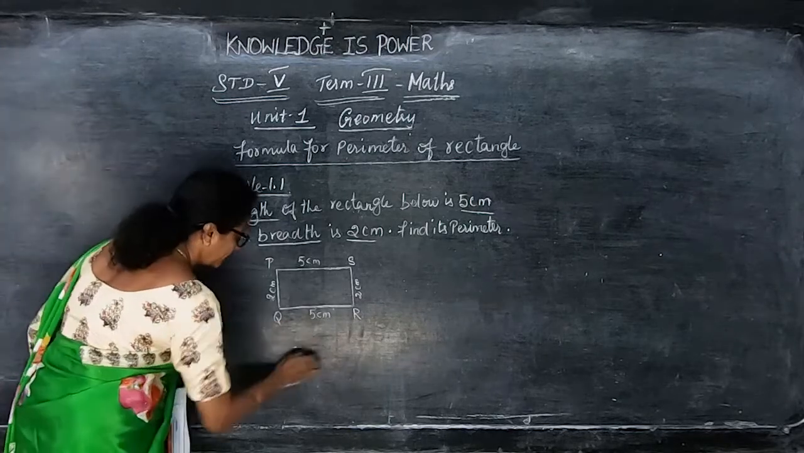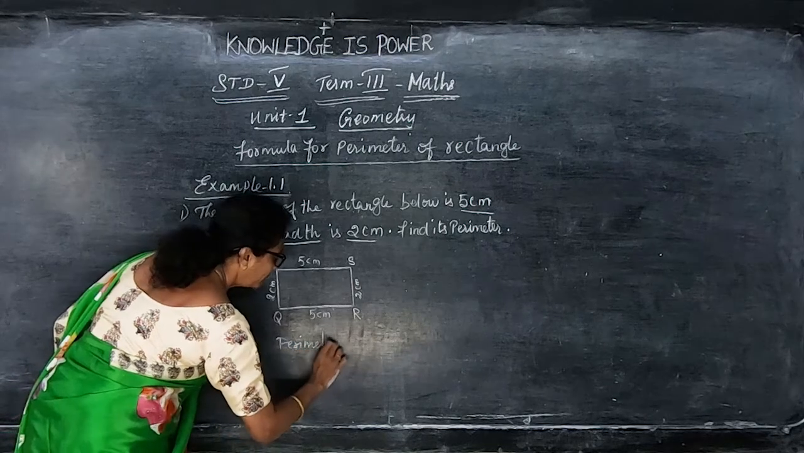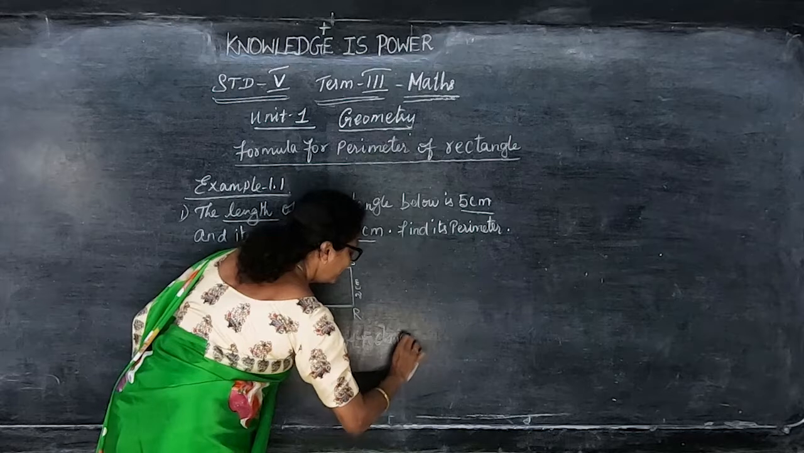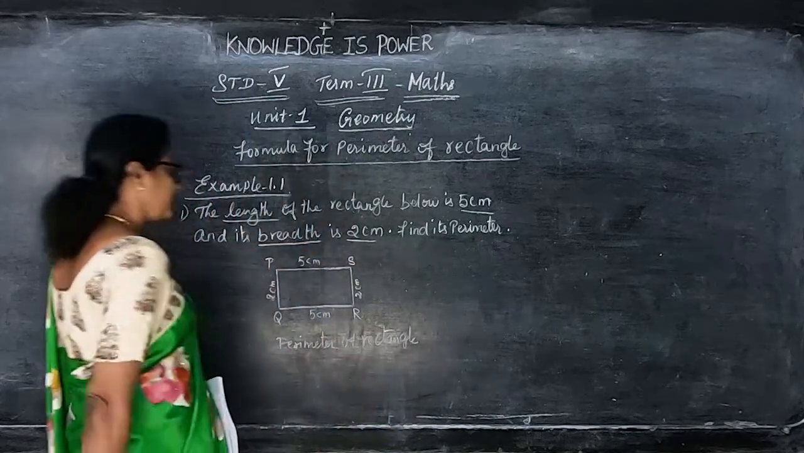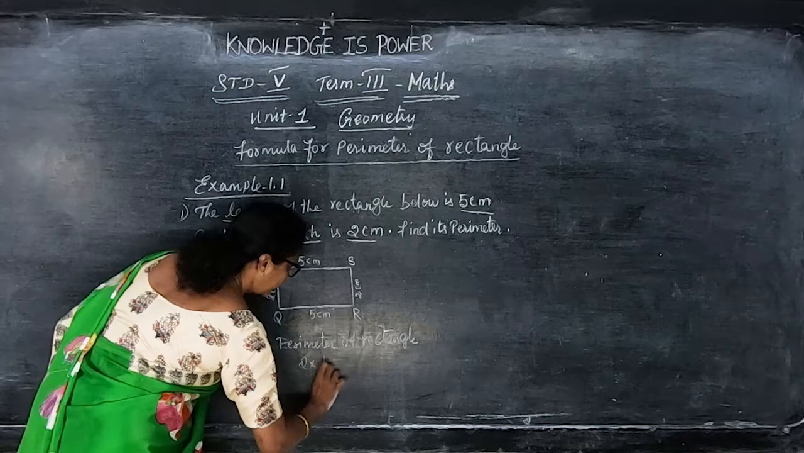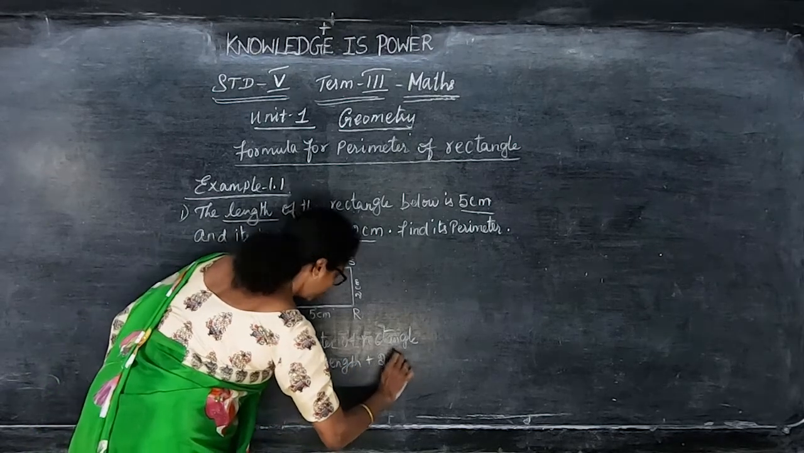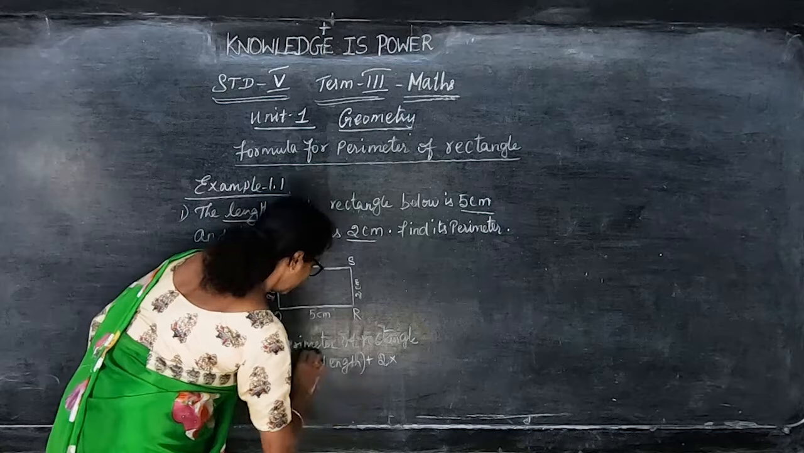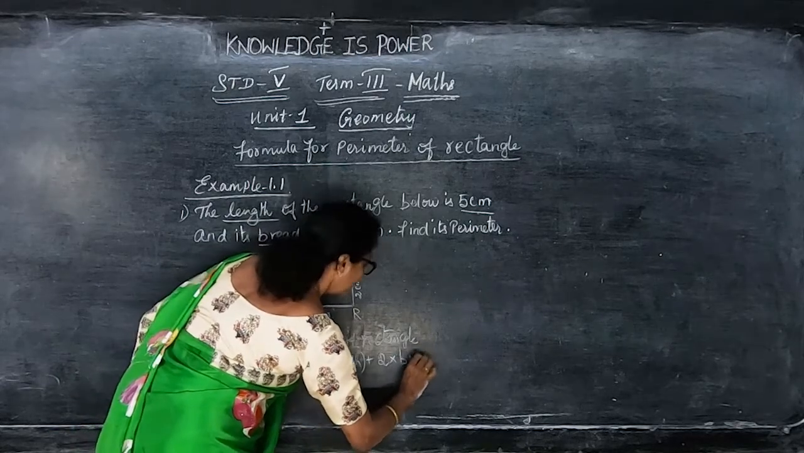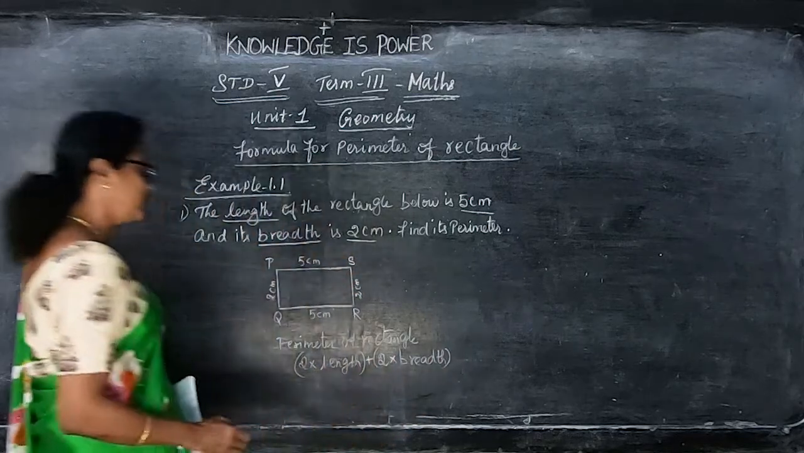Perimeter of rectangle. In a formula, you have to take it out and write. Perimeter of rectangle is equal to 2 into length plus 2 into breadth.